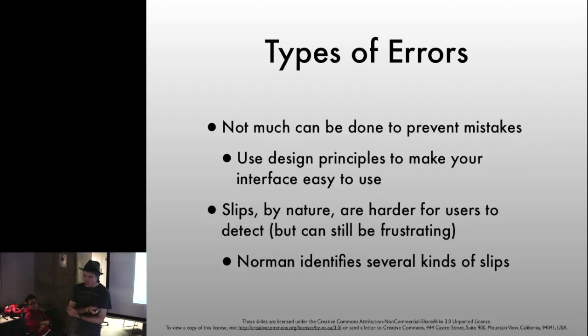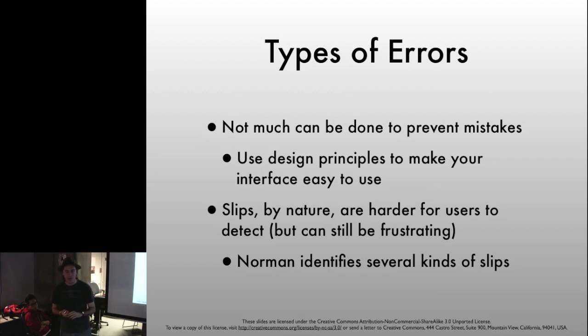With mistakes, you just have to design your interface well and hope that they understand how it works. If somebody just gets it in their brain that your application works one way and they keep trying it and it doesn't work, then there's not a lot you can do about that. Slips are something that are really hard for users to detect because we're often unaware that we're doing them. Norman gives an example of a guy who comes home, takes off his socks, and accidentally throws them in the toilet because he mistook it for the laundry bin. So it's just your brain kind of gets distracted sometimes, and so those are really hard to spot because you don't really notice them until it's too late.